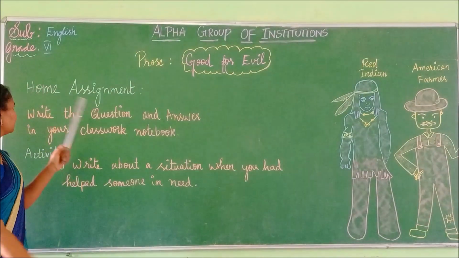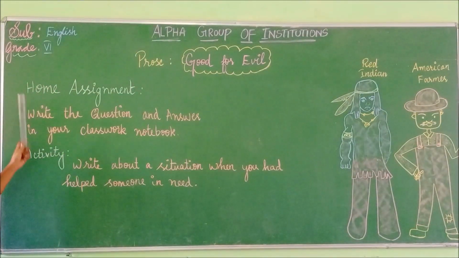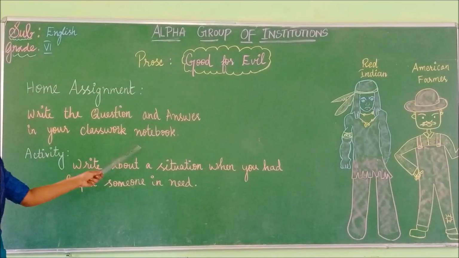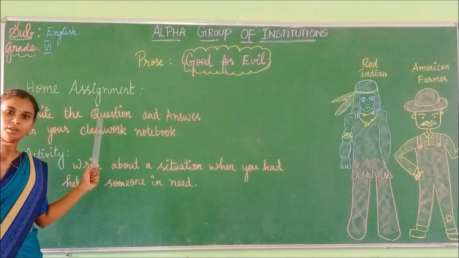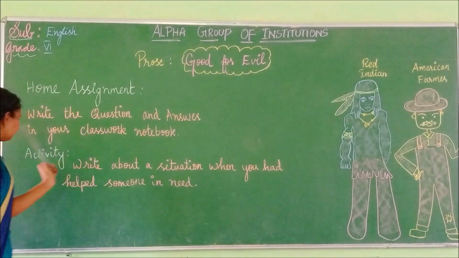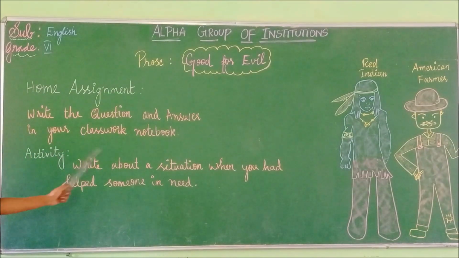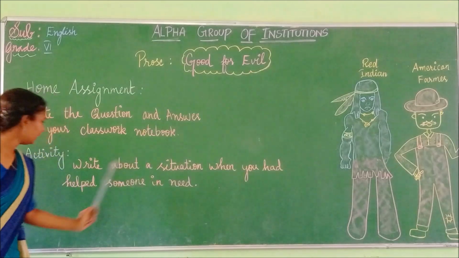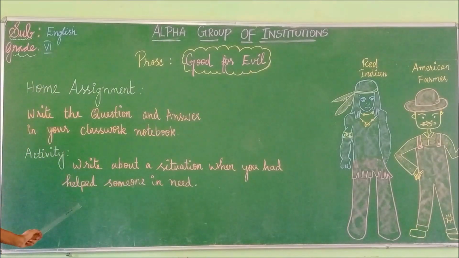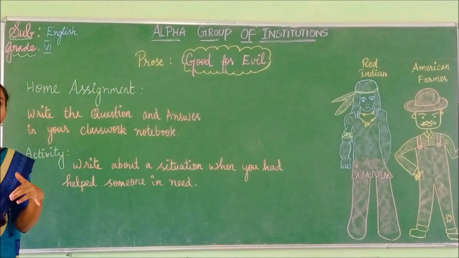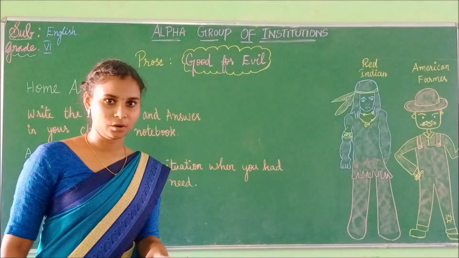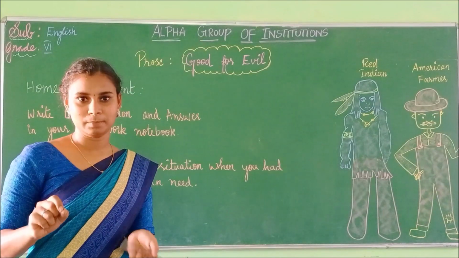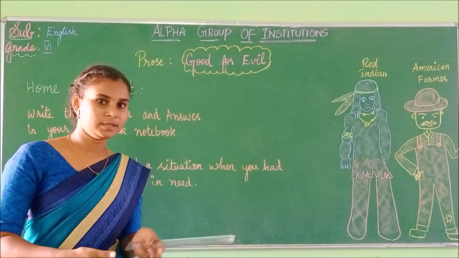Okay children, we shall see the home assignment activity. For your home assignment, write the question and answer in your classwork module. This will be sent to you through PDF, right? So you have to copy it down in your classwork module. For your activity, write about a situation when you had helped someone in need. So you have to recall and write about a situation when you had helped someone in need. Okay, you write it on an A4 sheet of paper, take a pic and then send it through WhatsApp.